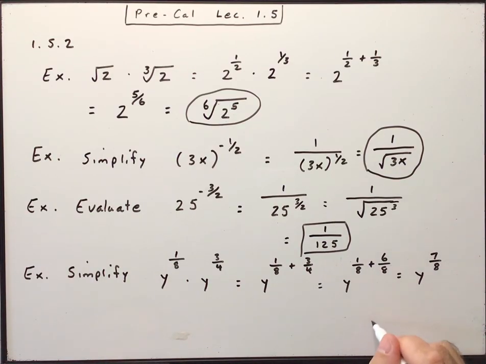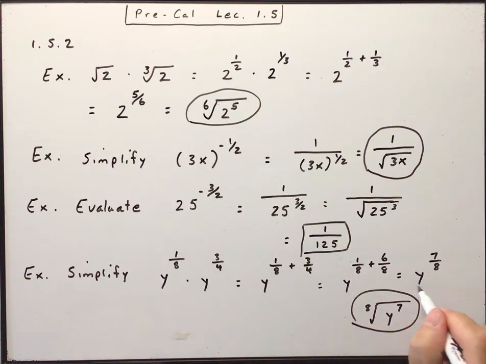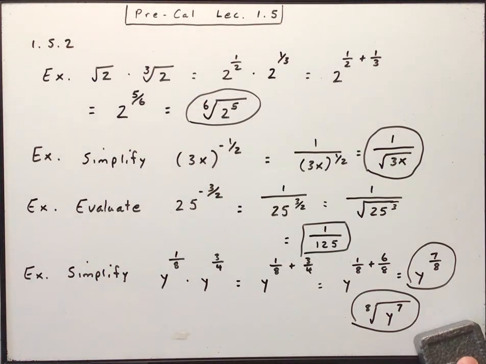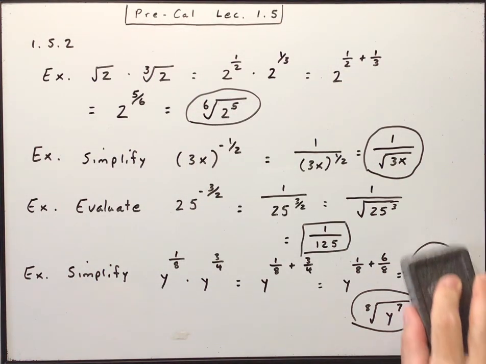And if I were to rewrite that as a radical, again, just follow the instructions. That would be the 8th root, because the denominator goes in the crook of the radical, of y to the 7th power. All right, so depending on what the question is asking, you're looking at one of those two answers. All right, just a couple more examples.